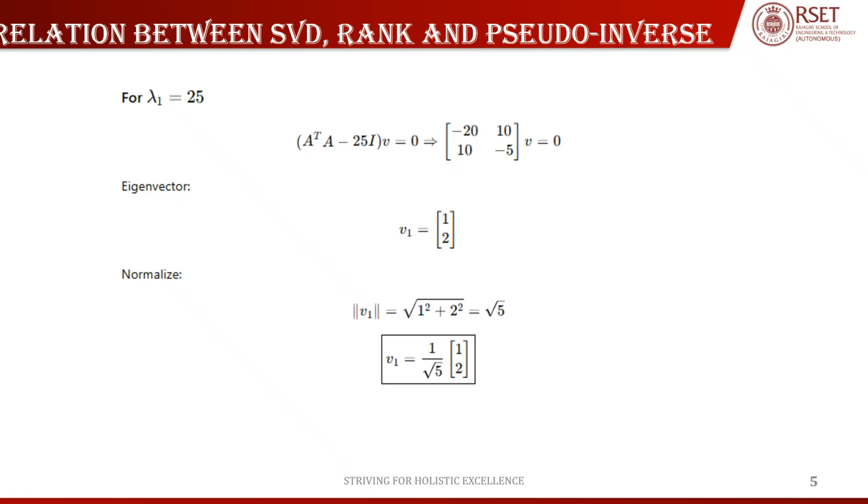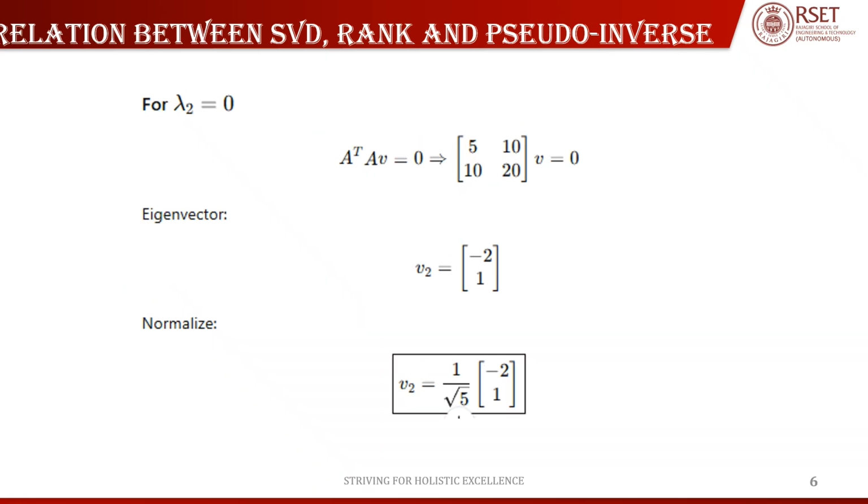Now also you have lambda 2 is equal to 0. Just also get the eigenvector for lambda 2. So you have your eigenvector equal to minus 2 and 1, and then just normalize it by dividing by root of 2 square plus 1 square, which is root 5.